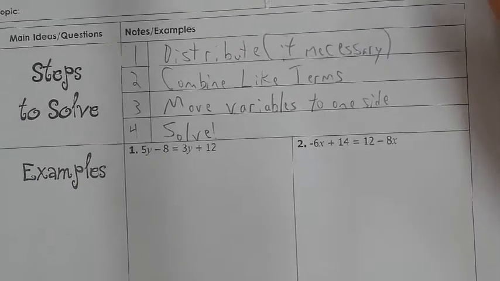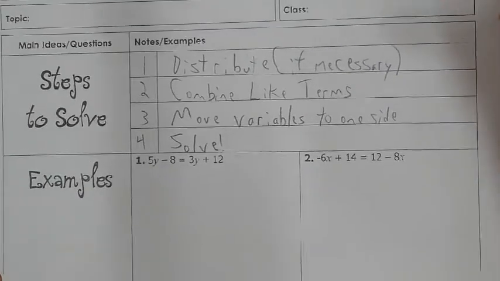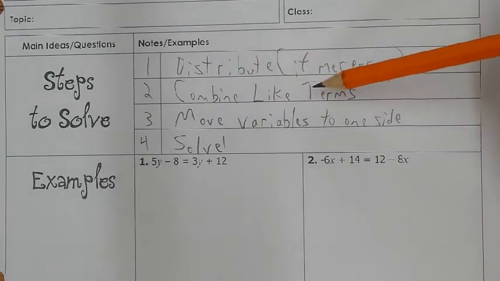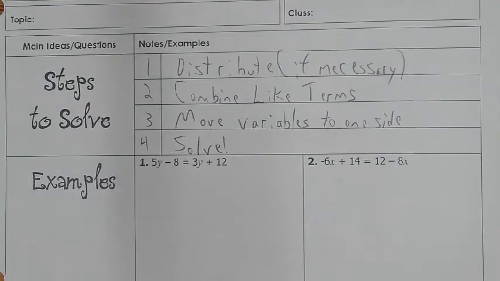All right, so the steps to solve these multi-step equations. First, you distribute, but only if necessary. Then combine like terms, move variables to one side, and then you solve.